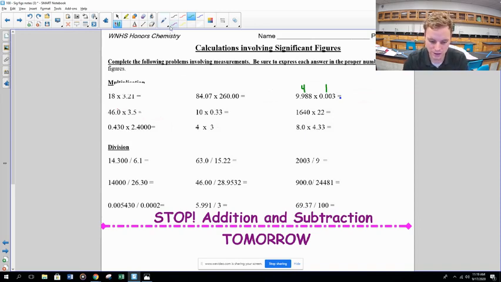So if I plug that into my calculator, 9.988 times 0.003, that will come out to be something like this, 0.029964. That's what my calculator tells me, because my calculator doesn't account for SigFigs. But I know that I'm only allowed to keep 1 SigFig. So my first SigFig is this 2, and I have to round after that. So this 2 with a 9 after it rounds up. So my real answer will simply be 0.03. And again, that's because this only has 1 significant figure.